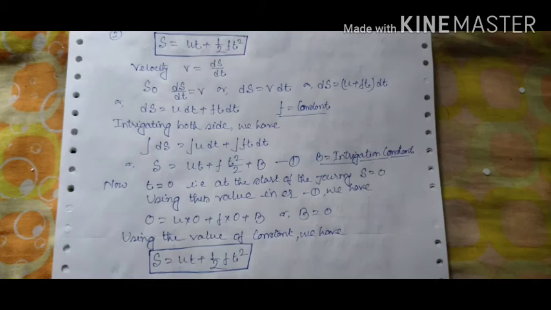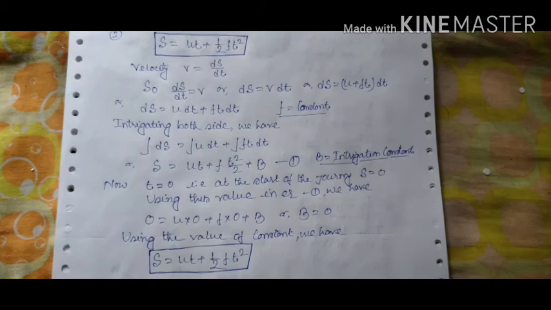So integrating both sides, we have integration of ds is equal to integration of u dt plus integration of f t dt. Integrating, we have s is equal to ut plus half into t square by 2 plus b, where b is an integration constant. Now at t is equal to 0, that is, at the start of the journey, s is equal to 0. Using this value in equation 1, we have 0 is equal to u into 0 plus f into 0 plus b, that is b is equal to 0.